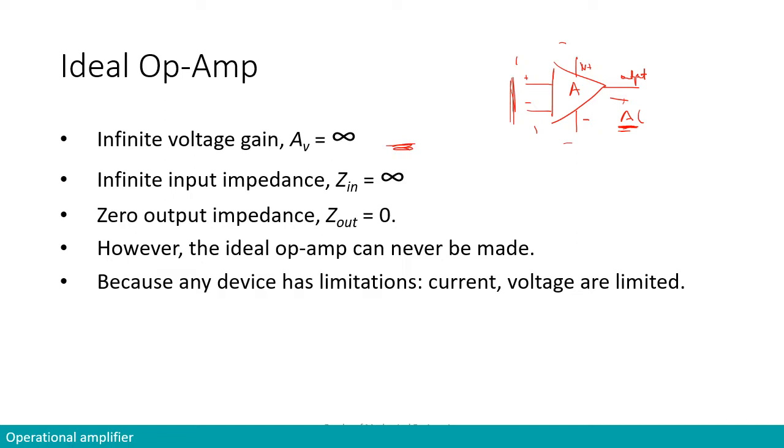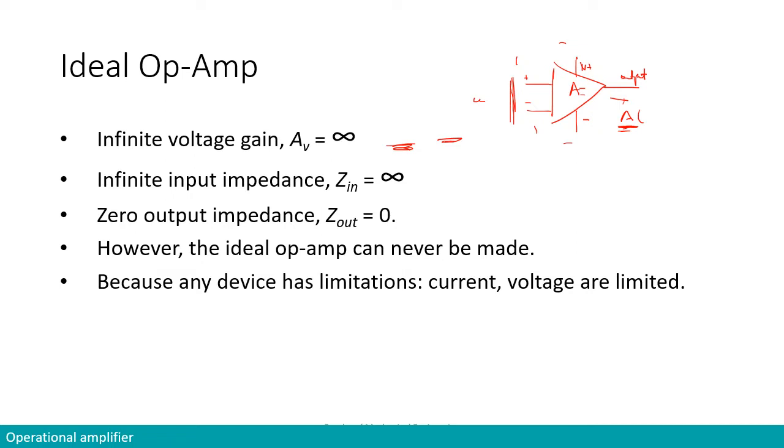So in an ideal operational amplifier, we would have a voltage gain equal to infinity. Infinity means really big. If we have a small input, it will increase the output very highly.